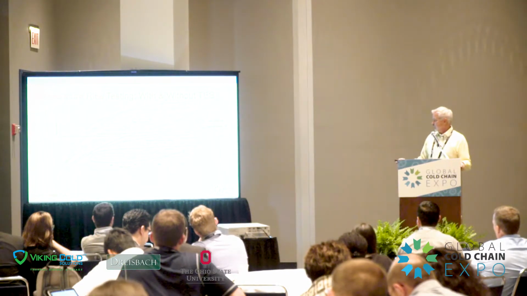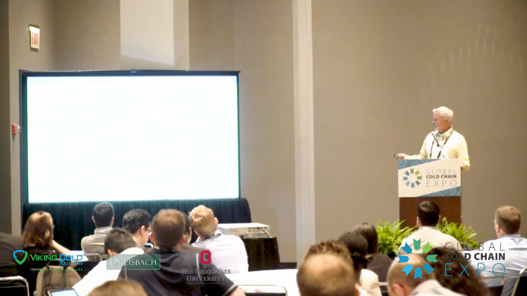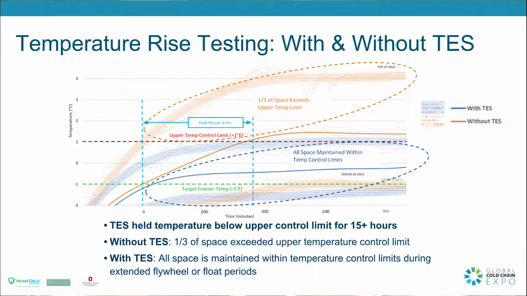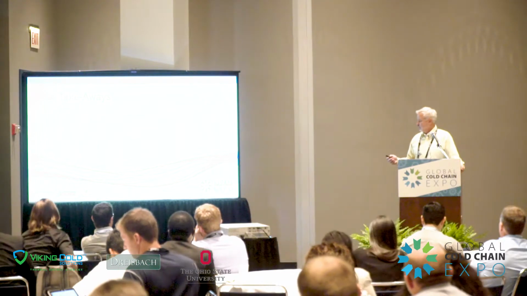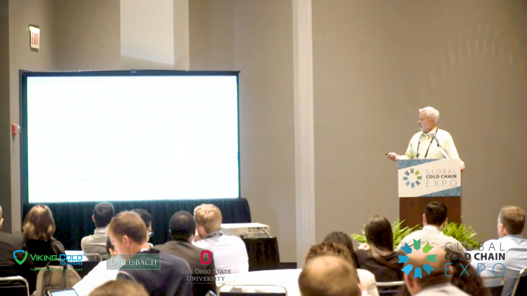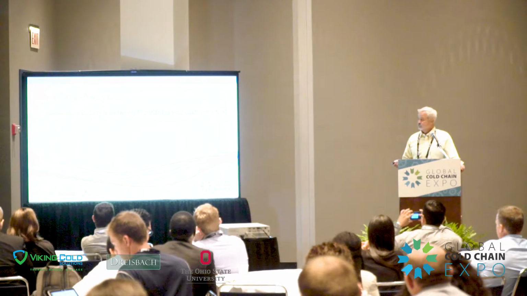And so the key takeaways: we held the temperature below the upper control limit for 15+ hours in this test result. Without TES, 1/3 of the space exceeded the upper control limit right away. And with TES, all space, the entire cubic footage under consideration, is well within temperature requirements. So that's the key takeaway here: temperature stability is extremely important to the food.